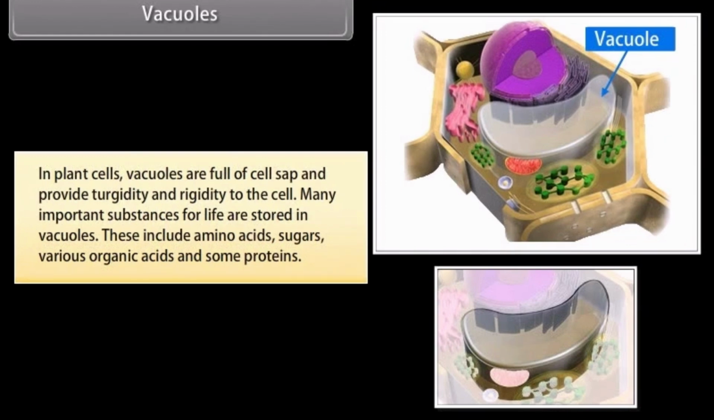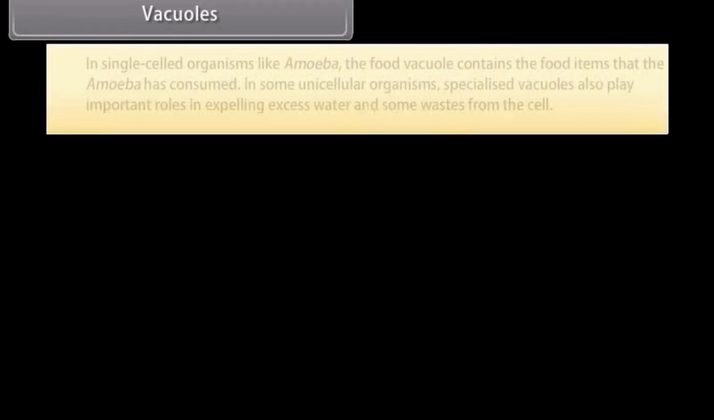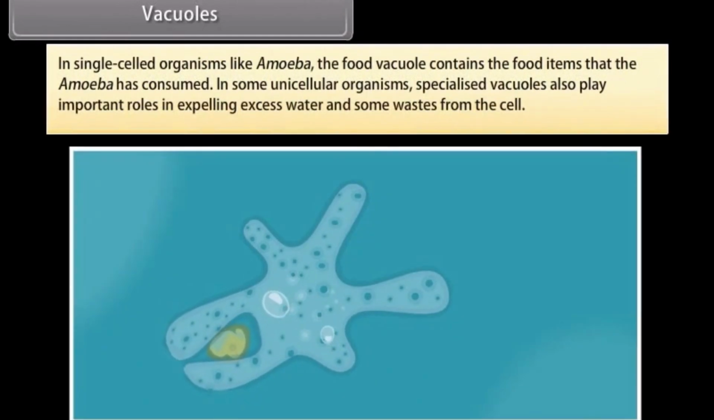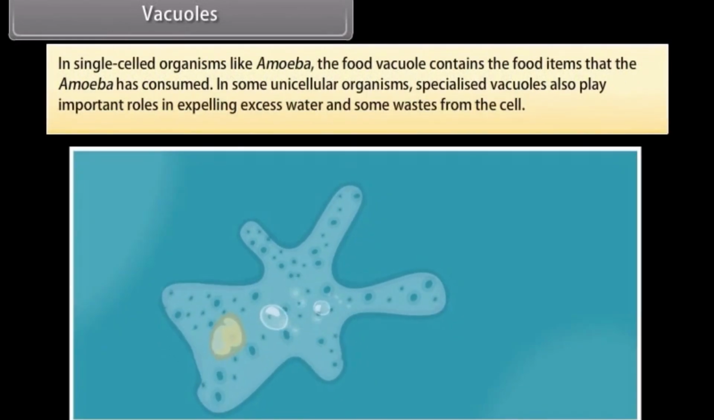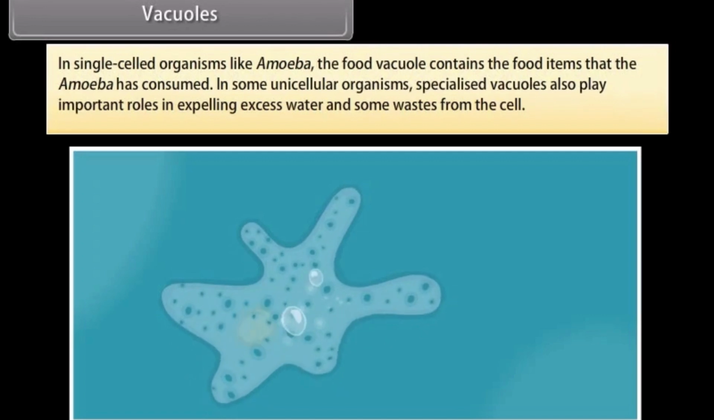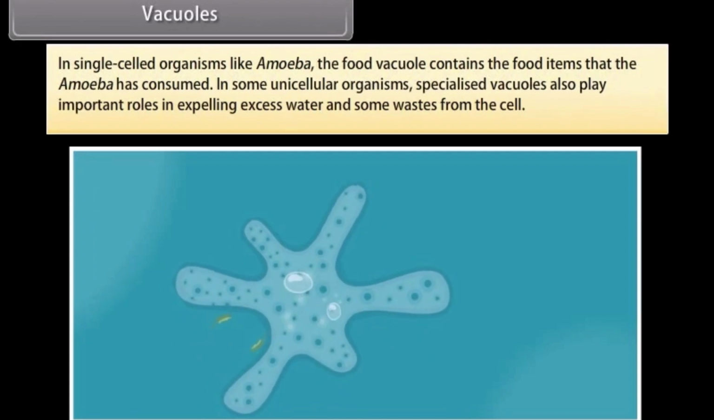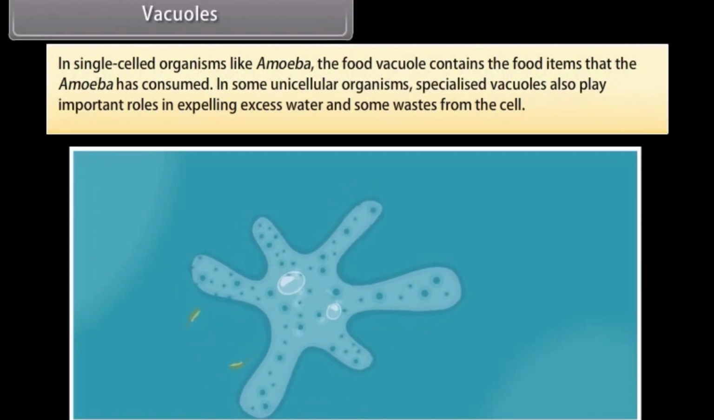These include amino acids, sugars, various organic acids, and some proteins. In single-celled organisms like amoeba, the food vacuole contains the food items that the amoeba has consumed. In some unicellular organisms, specialized vacuoles also play important roles in expelling excess water and some wastes from the cell.